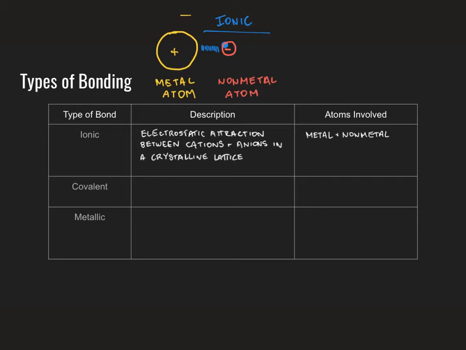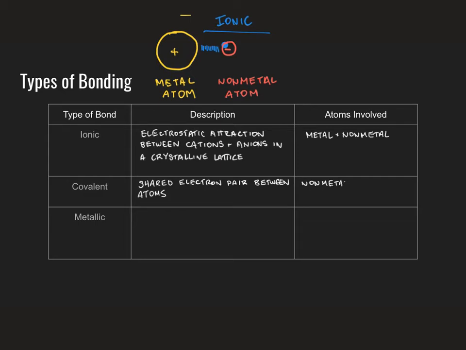The next type of bond we're going to be discussing here is referred to as a covalent bond. By definition, a covalent bond occurs when we see a shared electron pair between two adjacent atoms. And the mutual attraction between the nuclei of those two atoms and the shared pair of electrons between them is what holds that bond together. Generally, covalent bonds occur between two or more non-metallic elements.